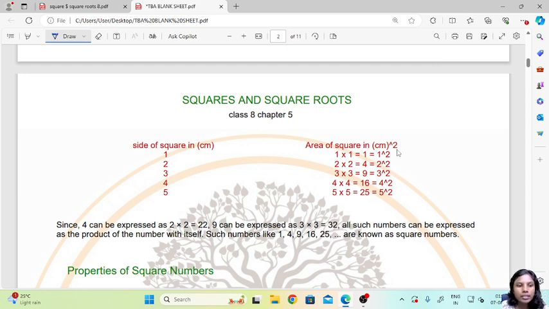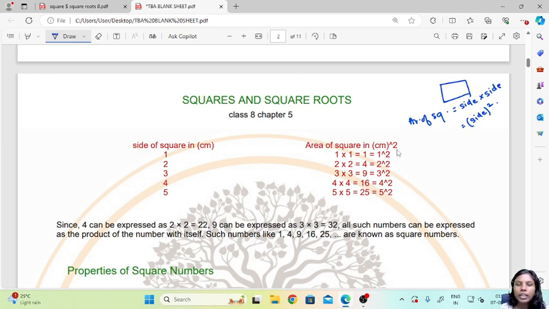Now let's look at this side of a square in centimeters. We know that the area of a square is given by side into side. This can also be written as side square, correct? So if the side of a square is given as 1, we write 1 into 1 equals 1, that is basically 1 square.